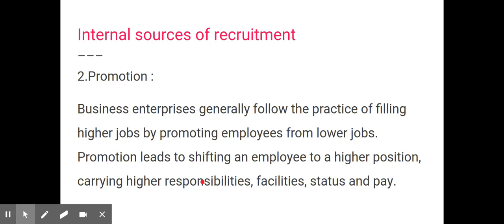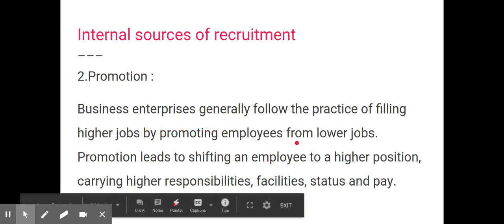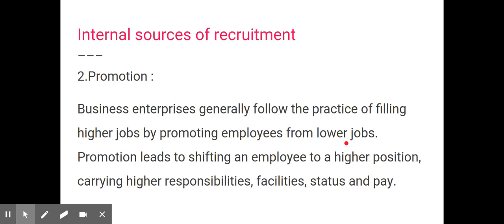Promotion is an increase in the hierarchical level itself. Business enterprises generally follow the practice of filling the higher jobs by promoting employees from the lower jobs. A person is promoted from a lower level to a higher level on the hierarchical basis. For example, a person can be promoted from a supervisor to a departmental head. So he is promoted from low level management to middle level management. Here a vertical movement of employees happens.